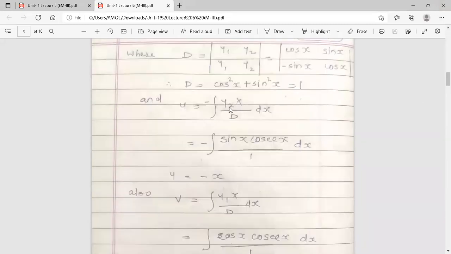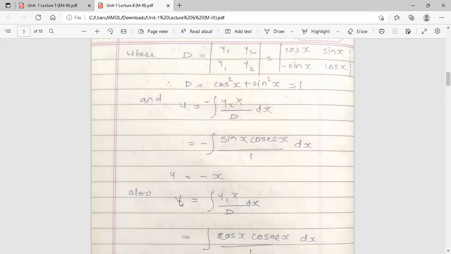This is our formula of u: minus sign as it is, integration, y2 is sin x, X is cosec x, and the value of d is 1. So sin x into cosec x. Cosec x means 1 upon sin x, so sin x gets cancelled. Integration of dx is x. So the value of u is minus x.